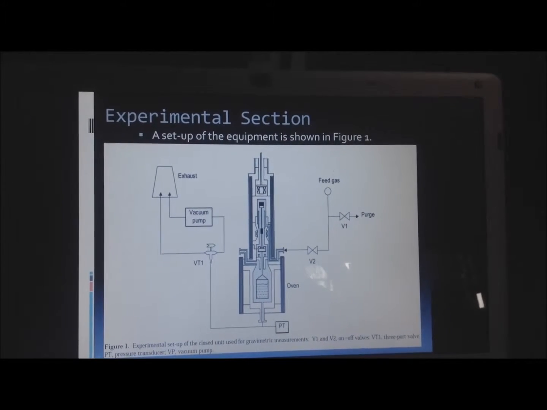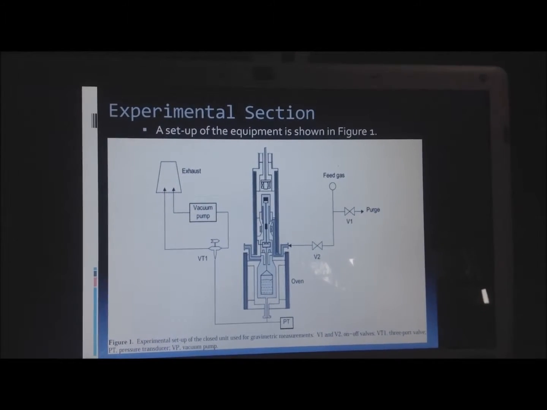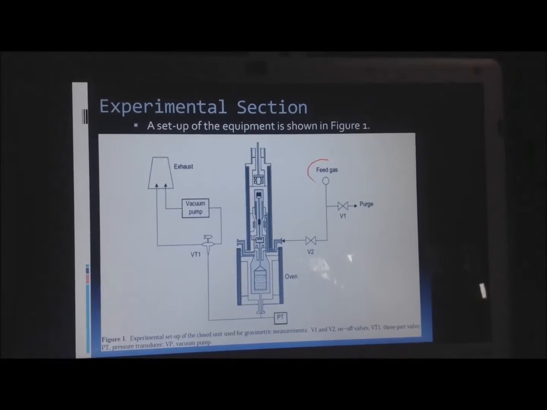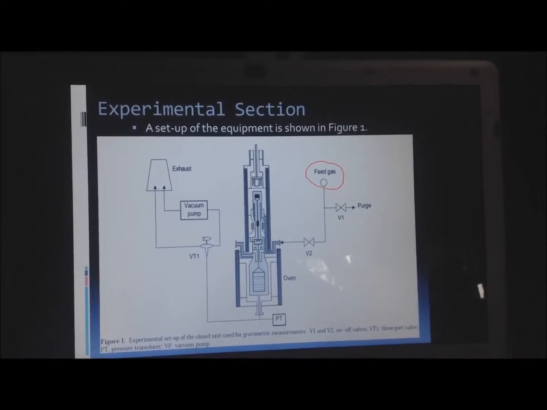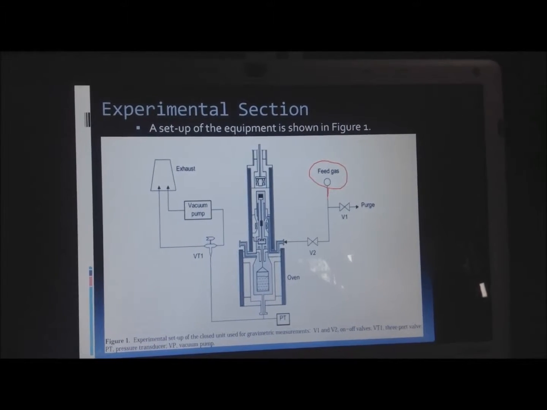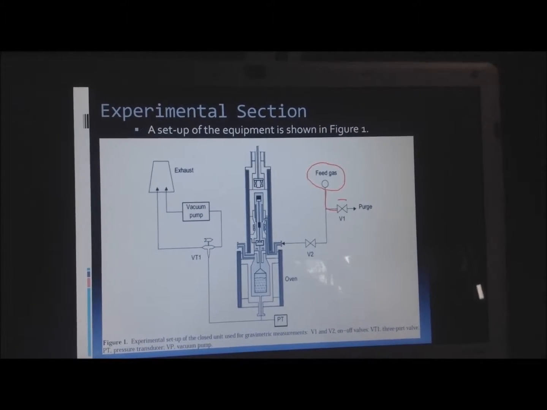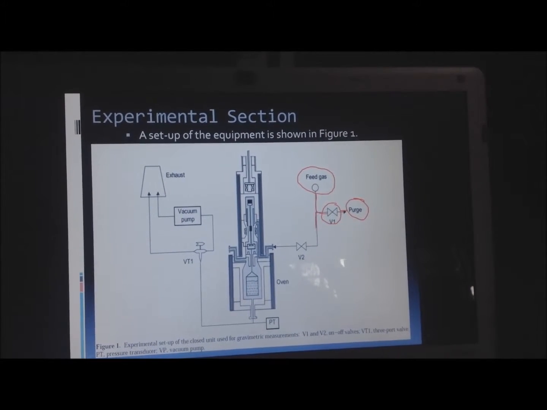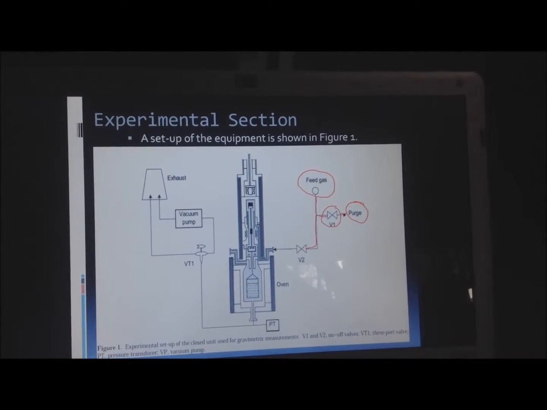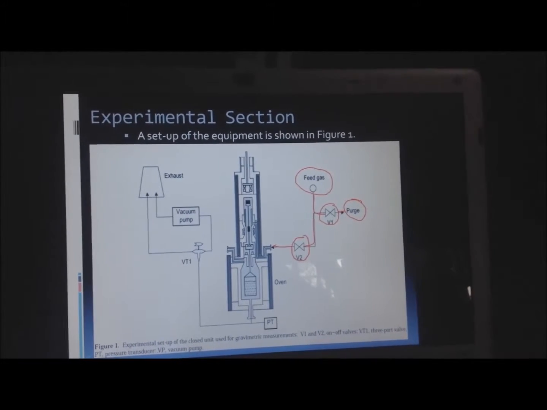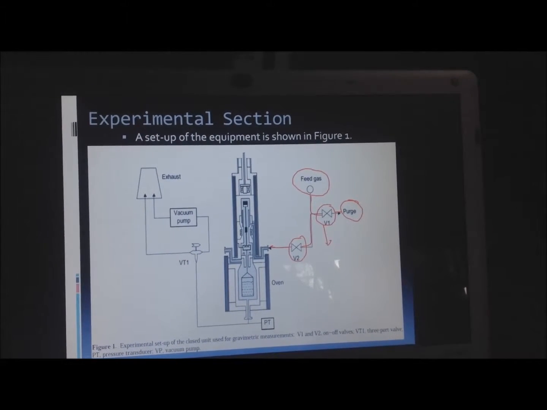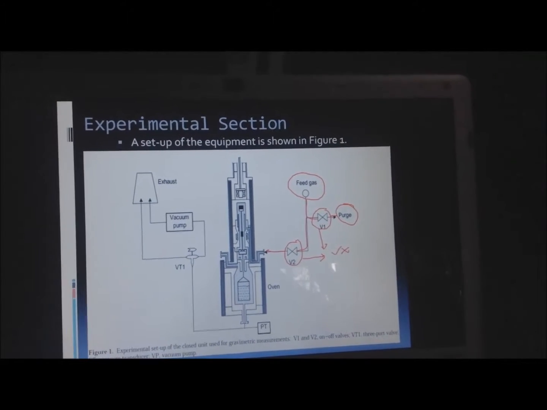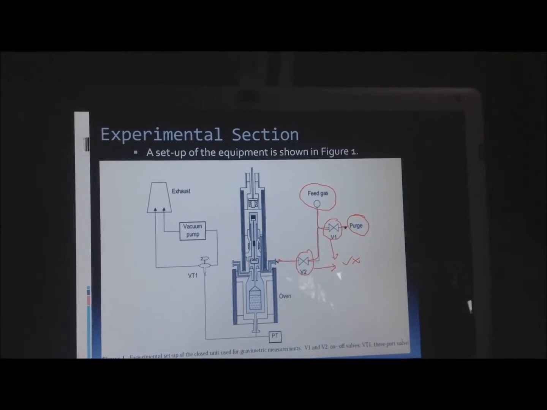This is the experimental setup of the closed unit used for gravimetric measurements. The mixture of gas enters the feed gas inlet. Then, unnecessary gas in the mixture is removed by the purge. Then, the mixture of gas enters the oven through valve V2. Take note that V1 and V2 are on-off valves, which regulate the entry of gas in the purge and oven respectively.